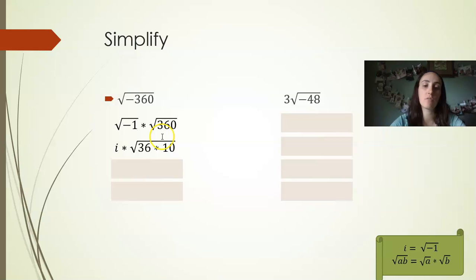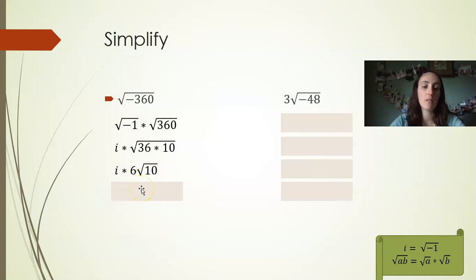So we need to break this 360 apart, and I know that 360 is divisible by the number 36. And so 36 times 10 gives me 360, so I can break this apart even more. I want to do that, and that makes this square root of 36 become 6. My square root of 10 cannot be simplified any further, so we leave that as square root of 10. So I have i times 6 square root of 10.